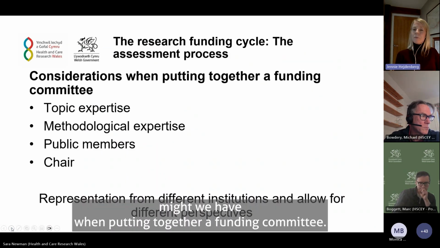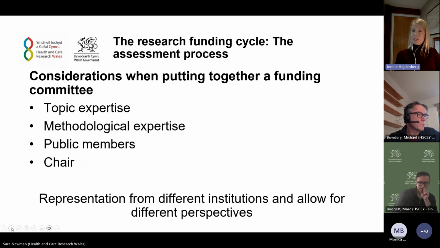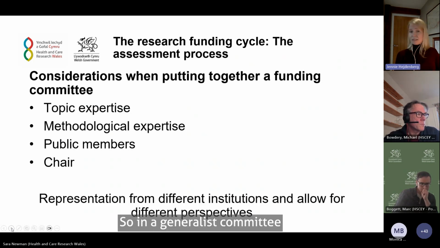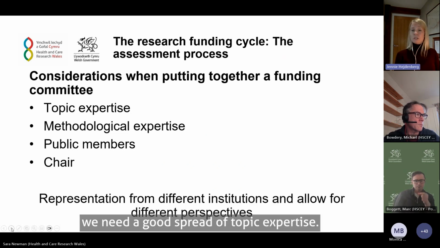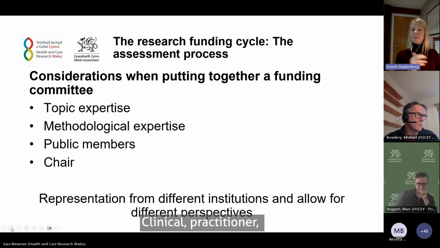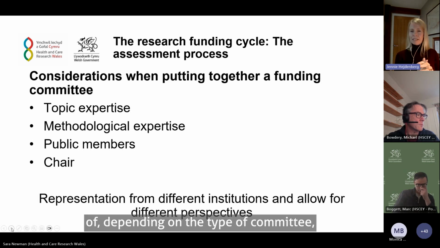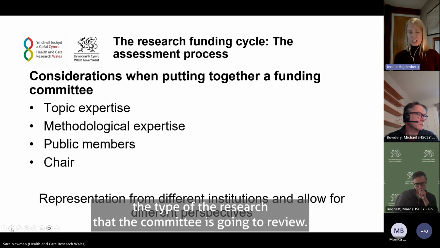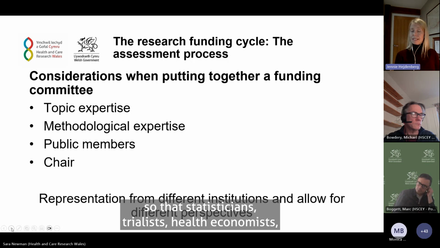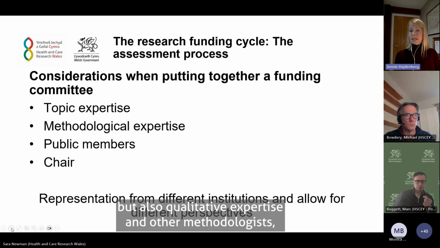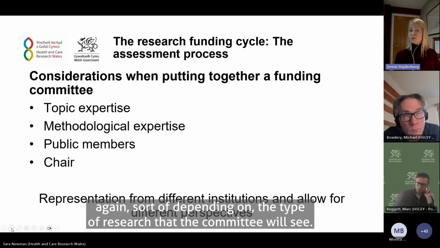So what considerations might we have when putting together a funding committee? In a generalist committee, like the integrated funding scheme or in RFPB, we need a good spread of topic expertise, clinical, practitioner, and other topic expertise, depending on the type of research that the committee is going to review. And of course, we require methodological expertise, so that's statisticians, trialists, health economists, but also qualitative expertise and other methodologists, again depending on the type of research that the committee will see.